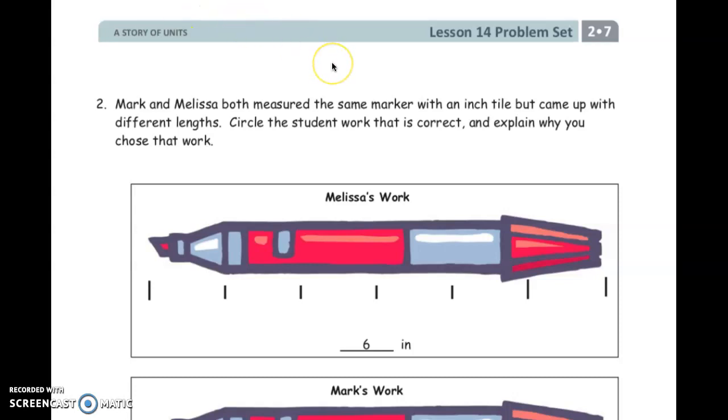Today I'm going to be doing the Lesson 14 problem set, number 2. First, let's read it. Mark and Melissa both measured the same marker with an inch tile, but came up with different lengths. Circle the student work that is correct and explain why you chose that work.